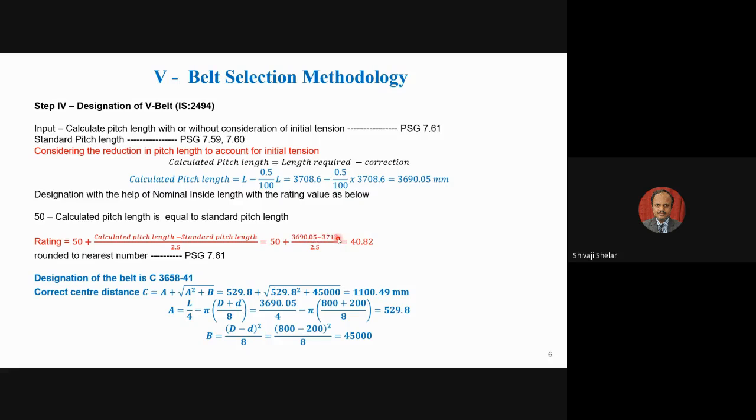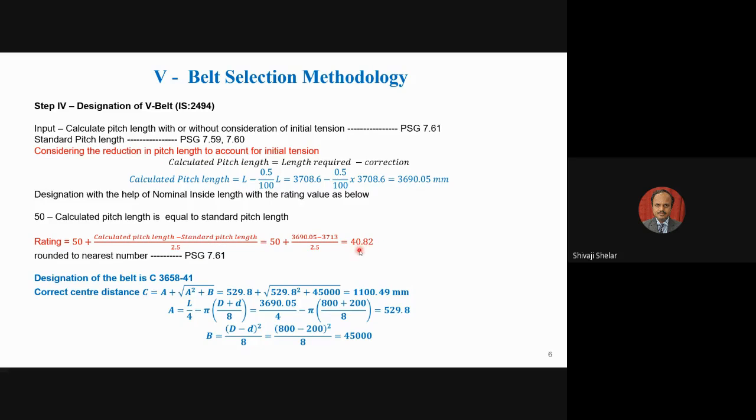Standard pitch length: the nearest to this standard pitch length was 3713 in the table. So we have divided by the standard value of 2.5, millimeter length. The grade will change by one value, either positive or negative. Now here it will become negative because your calculated length is lesser than the standard pitch length. So this calculation will come out negative here. So 50 minus that value comes out to be 40.82. So this value will be rounded to the nearest number. This is very close to 41, so this will be rounded to 41.